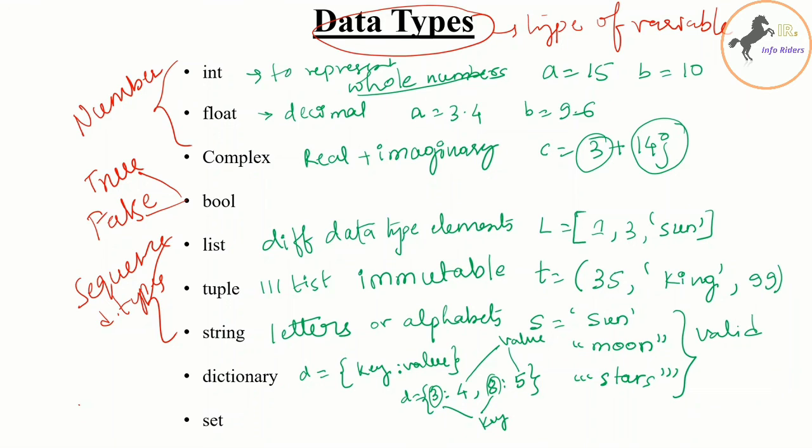Now coming to the last data type, set. If you want to represent a group of data without any duplicate ones, then we will use the set data type, which is a mutable data type. The syntax here is set is equal to, you can give the values 3, 5, 8, which are non-repeatable.